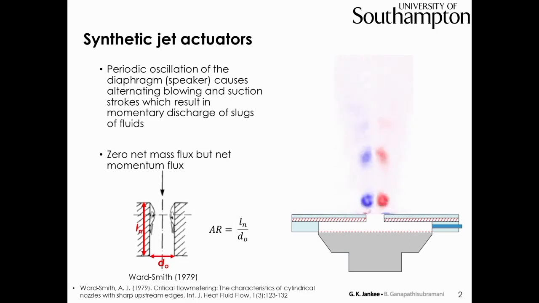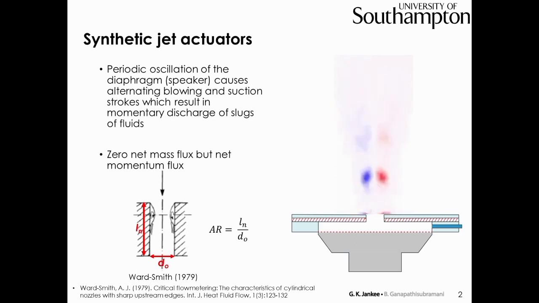Ward-Smith defined the aspect ratio as the ratio of the length of the orifice neck to the orifice diameter, and found that for a value greater than 1.25, during the suction stroke the flow separates at the orifice edges, and a free shear layer develops within the orifice neck. And further down the neck, a transition occurs, and the flow reattaches to the wall. So a separation bubble becomes trapped in the wall of the orifice neck. And this leads to a problem which we call necking. Necking is just a reduction in the orifice diameter, and this causes blockage of the flow during the blowing phase.